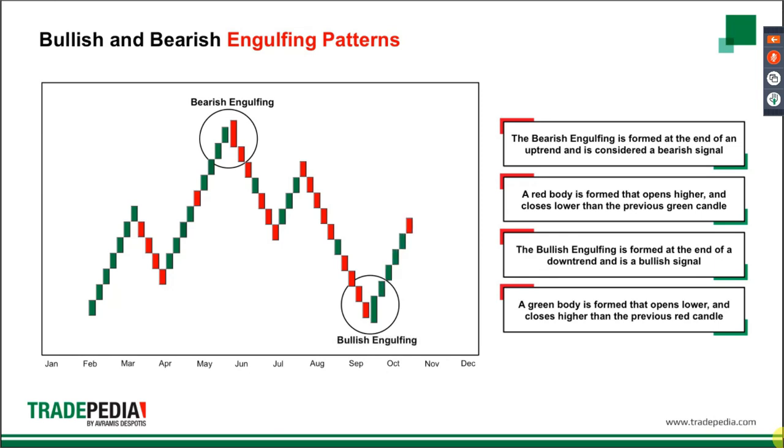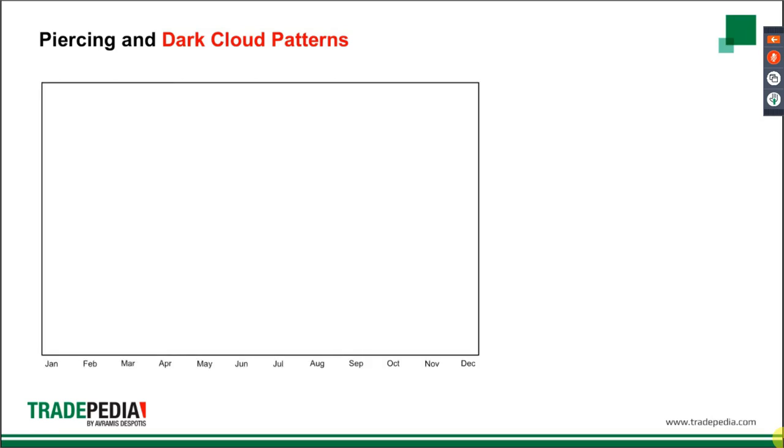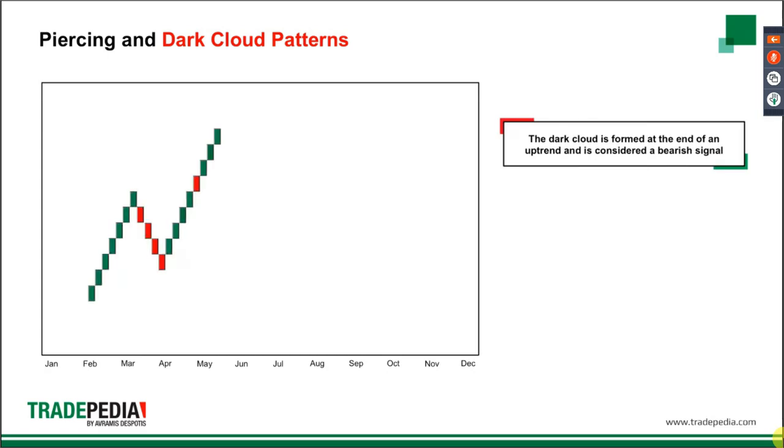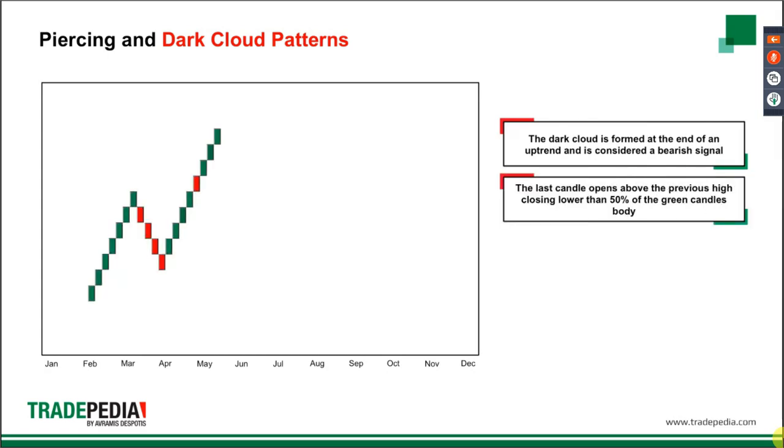Okay, so that's a bullish engulfing candle. Okay, we have the piercing and dark cloud patterns. Piercing and dark cloud, it's a bearish pattern. It's usually found at the end of an uptrend. For example here, the first candle is a strong green body that we see, and the next candle opens above the previous high, but eventually closes lower than 50% of the previous green body.